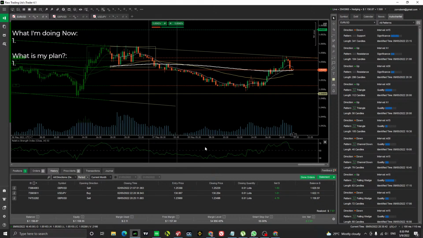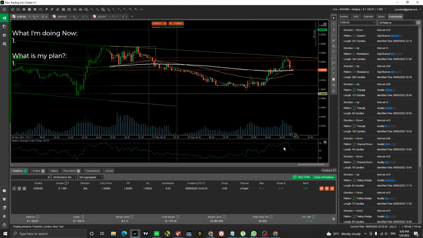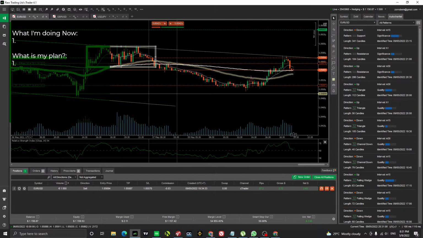Should I take profit now, or should I wait? Now I put my stop loss to break even. Let me put a positive, like 12 pips positive. That's equivalent to $1. Let me just turn this off so that you can see.